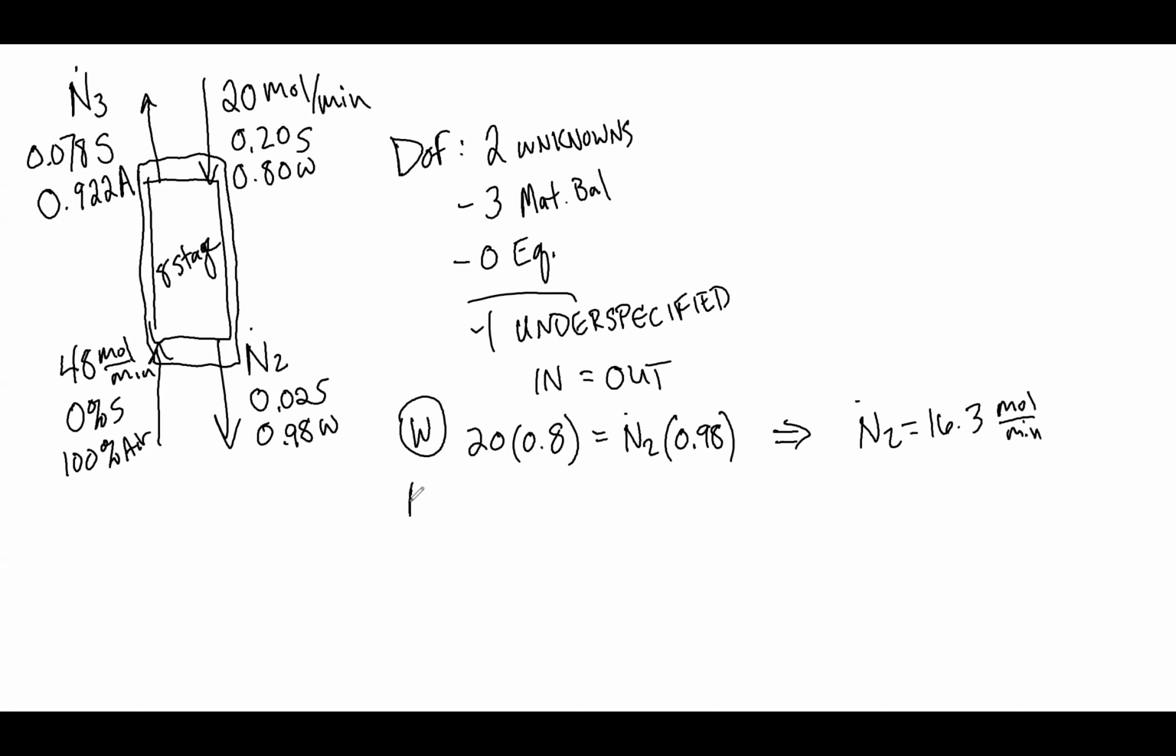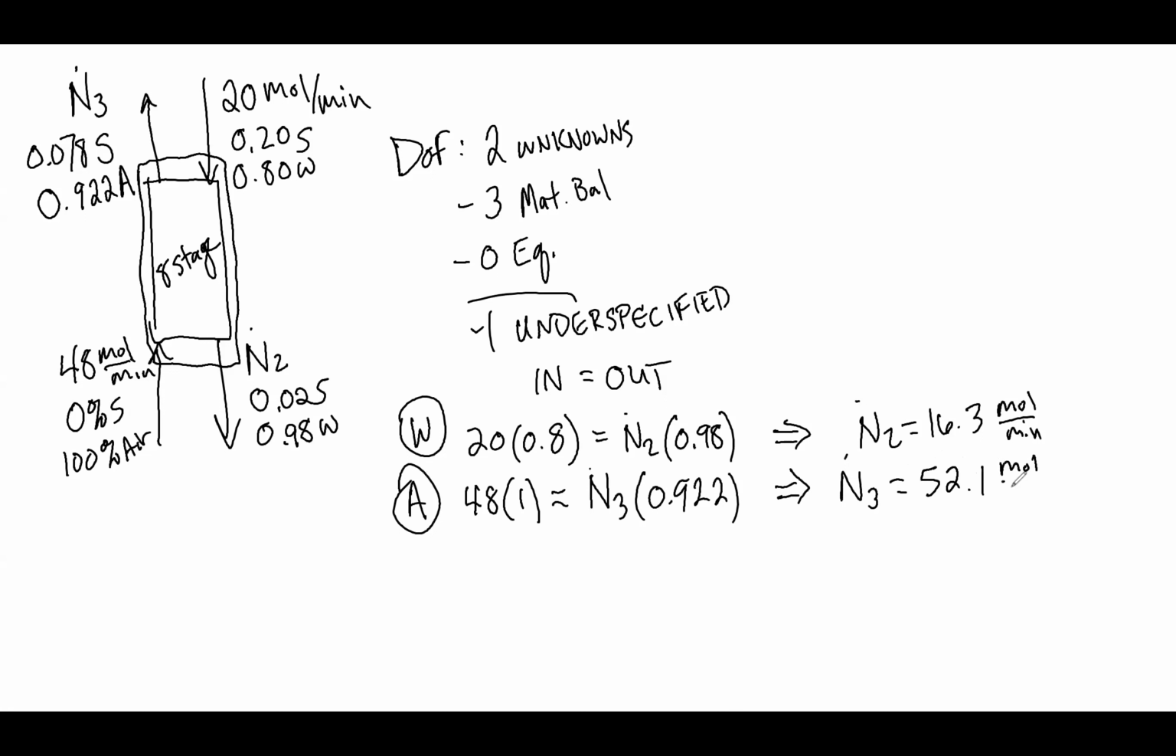All right, let's go to the other side and do the air balance. Air balance is 48 times 1 is equal to N3 times 0.922. And similarly, I can solve this one equation, one unknown, for N3. And find that N3 in this equation is 52.1 moles per minute.